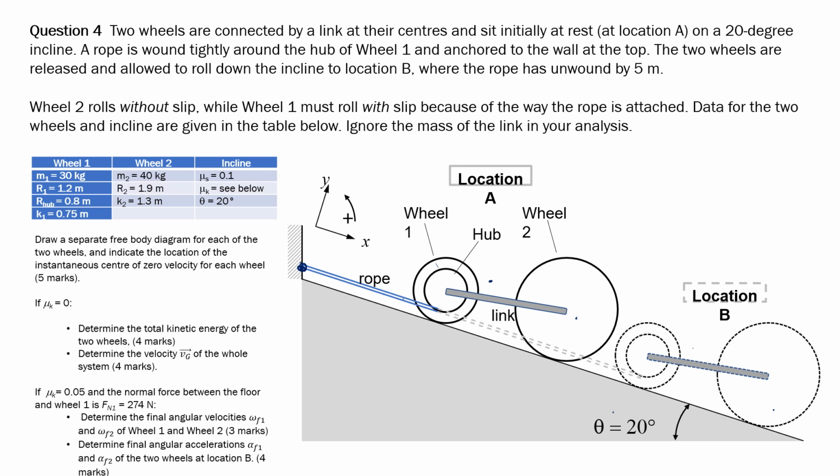Draw the two free body diagrams for the two wheels, and indicate the location of the instantaneous center of zero velocity on each wheel. If mu k equals 0, determine the total kinetic energy of the two wheels, and determine the velocity v sub g of the whole system. Mu k equals 0.05, and the normal force between the floor and the wall is given to you as force sub n1 equal to 274 newtons. Determine the final angular velocities of the two wheels and the final angular accelerations of the two wheels at B.